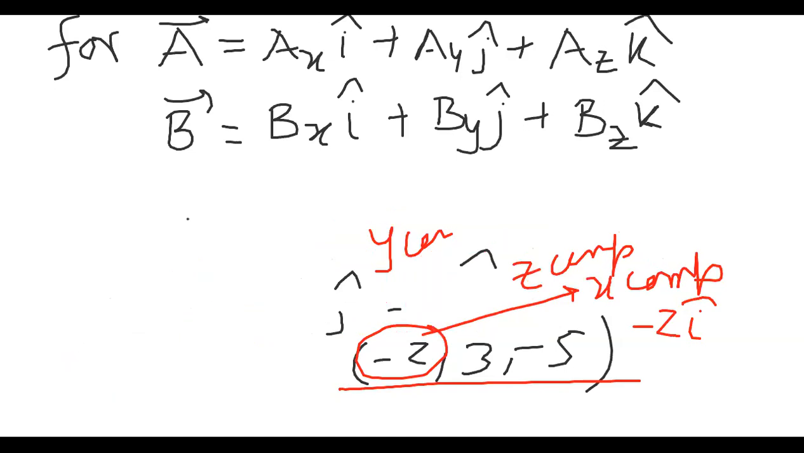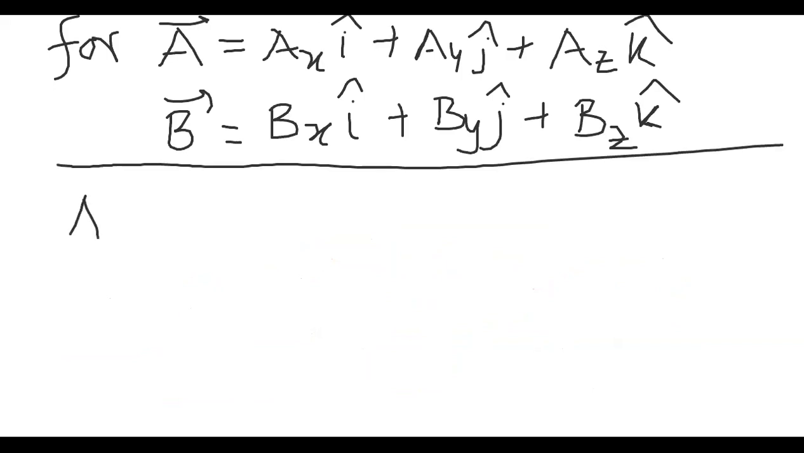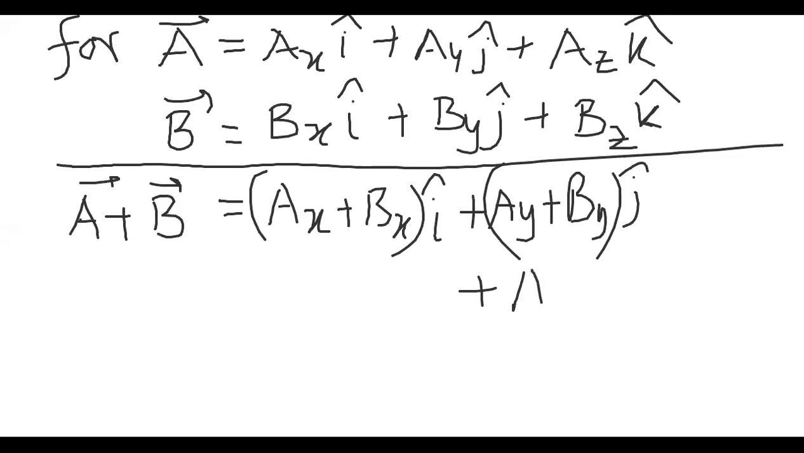So what we have done is reduce the concept of addition of vectors to a very strikingly similar way as compared to the addition of numbers. So this will simply become AX plus BX I cap plus AY plus BY J cap plus AZ plus BZ K cap.